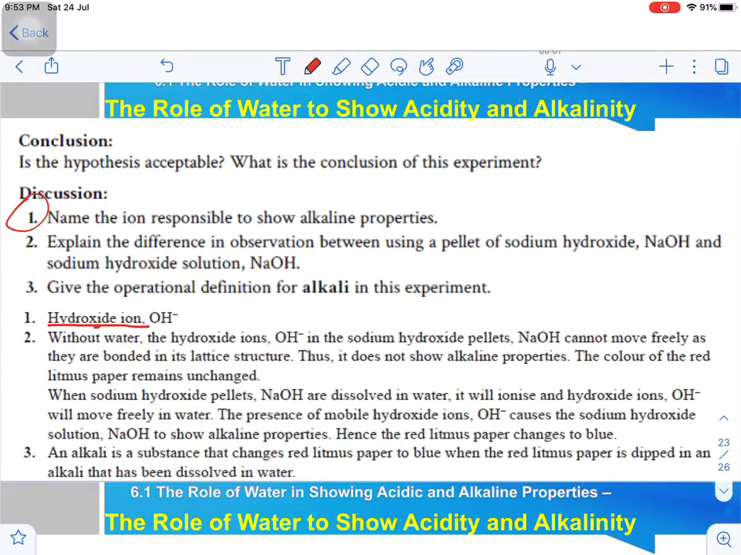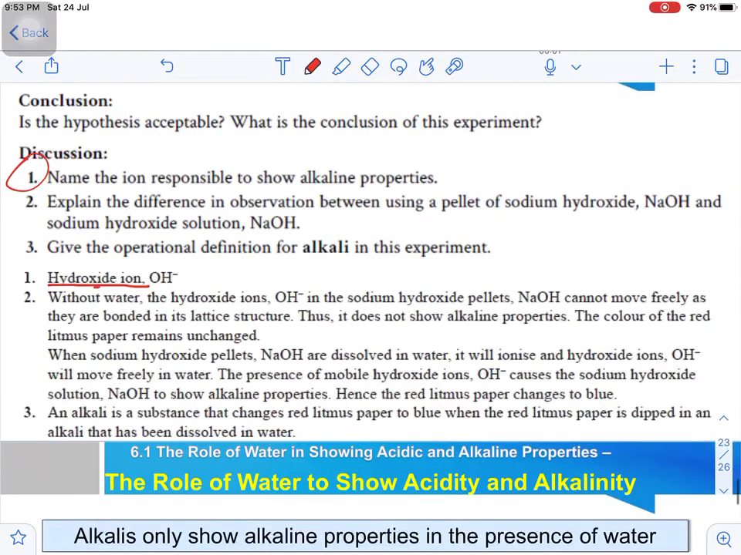Explain the difference in observation between using sodium hydroxide pellet and sodium hydroxide solution. Pellet is a solid, meaning it is not dissolved in water. So without water, the hydroxide ion in sodium hydroxide pellet cannot move freely, as they are bonded in its lattice structure. Thus, it does not show alkaline properties. The color of red litmus paper remains unchanged.